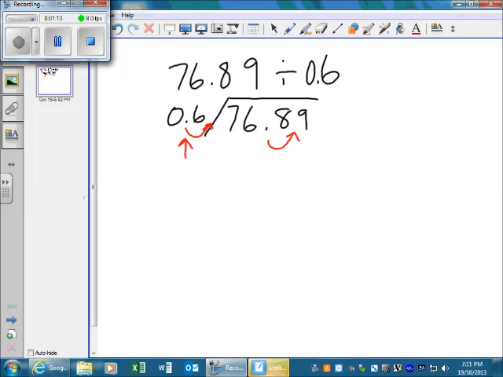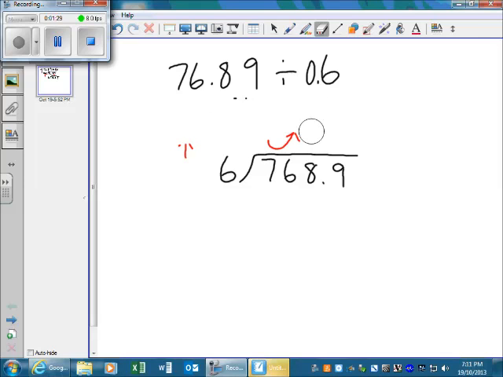Okay, so our new question is, how many times will 6 go into 768 and 9 tenths? Okay, so let's clear this out of the way and we'll get going. So how many times will 6 go into 7? We're going to 1 complete time. 1 times 6 is 6. 7 take away 6 is 1. Good. Bring down our 6.